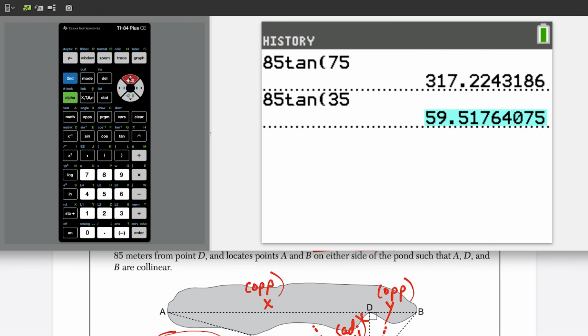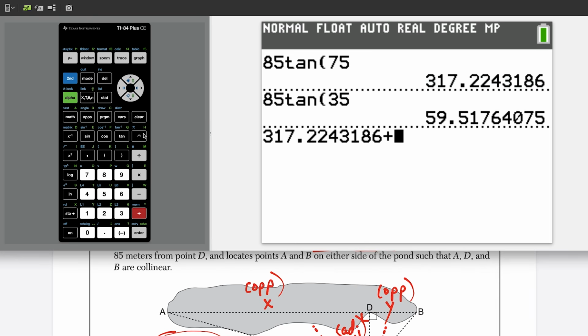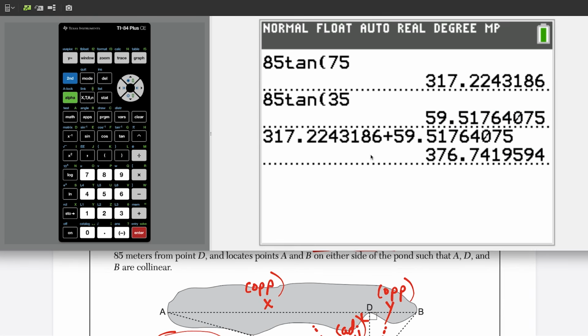So I could just take these 2 values here. I highlight the first one and press enter. And then I'm going to write plus. I go up to the second value here and press enter. And this is going to give us our sum.